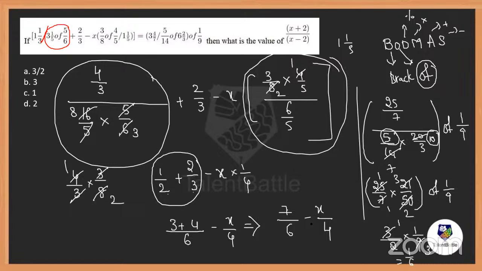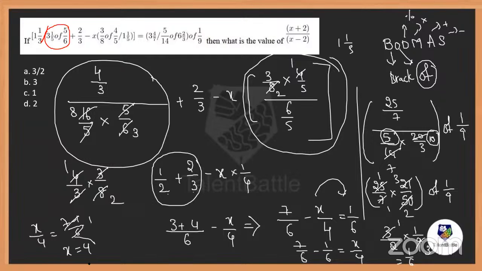So here it is 7 by 6 minus x by 4 is equal to this side 1 by 6. So let's take x this side and this side. 7 by 6 minus 1 by 6 is equal to x by 4. 7 by 6 minus 1 by 6 is how much? 6 by 6, 1. So x by 4 is equal to 1. 7 minus 1 by 6 means 6 by 6, it is 1. So x is equal to 4. We got the value of x.